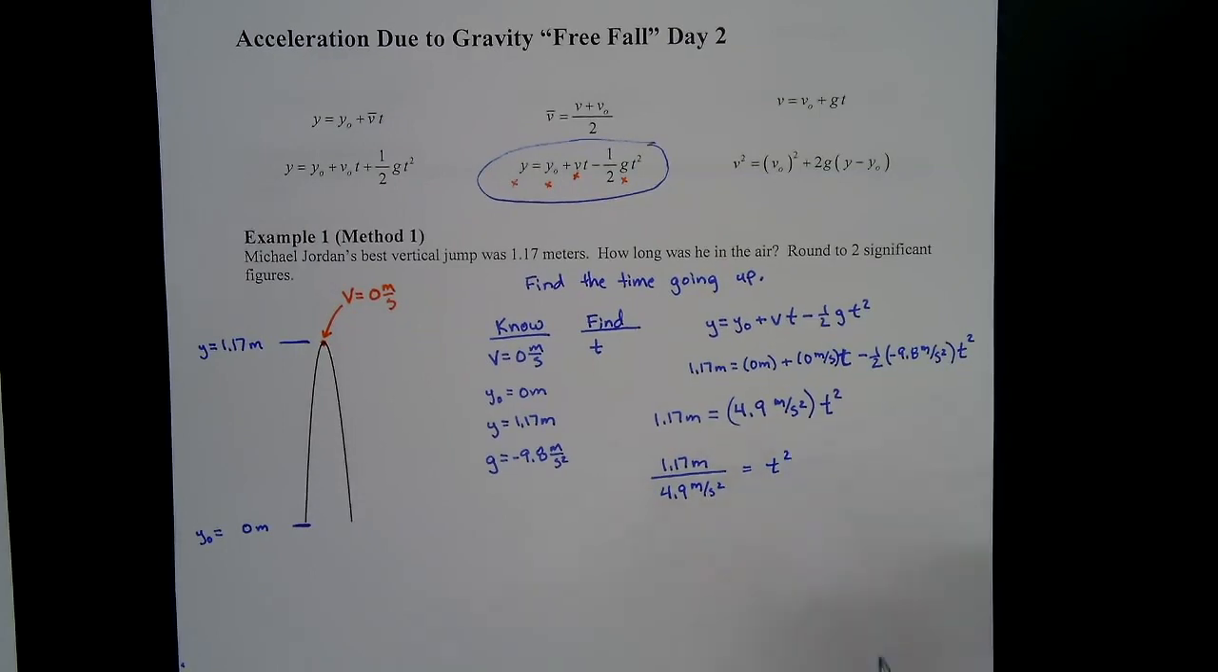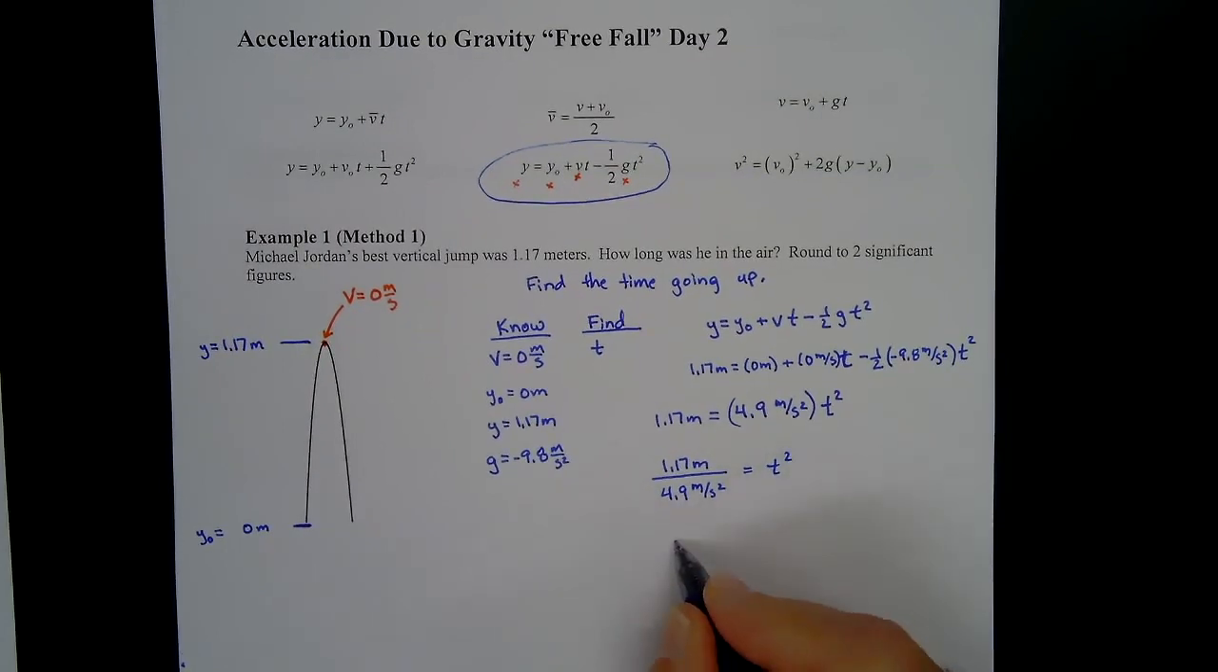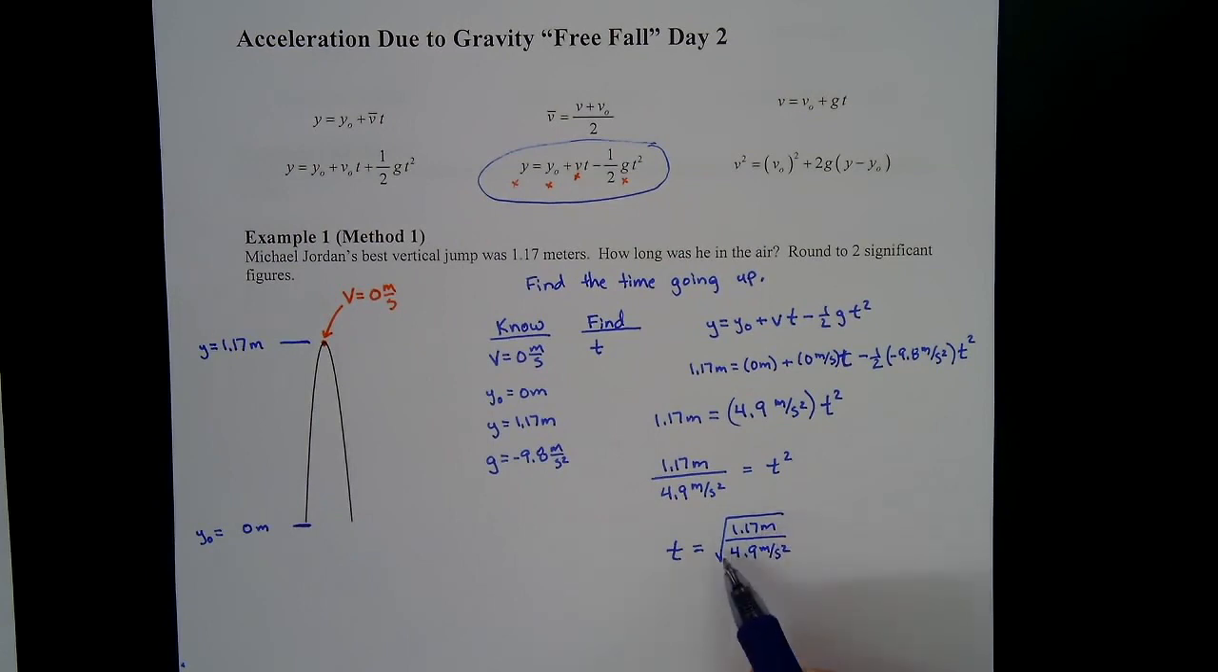To get rid of the square, I'm just going to square root both sides. So I square root this, I just get t, that's why I'm writing just t here, is equal to the square root of 1.17 meters divided by 4.9 meters per second squared. The units here would give you seconds squared, but we're square rooting it, which will give us seconds. So we put this into our calculator, okay?